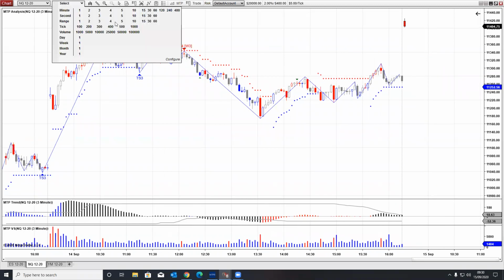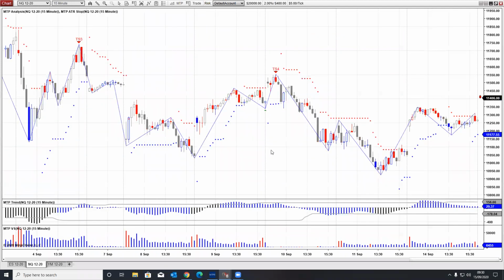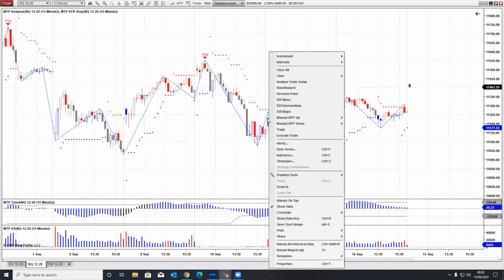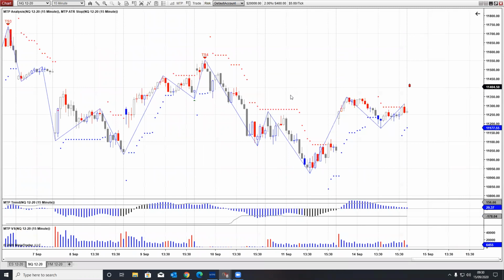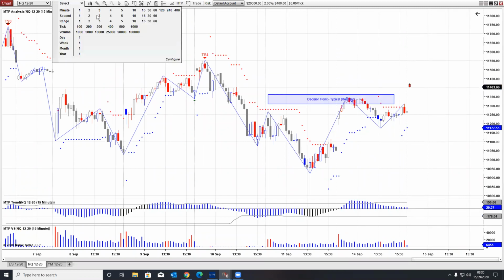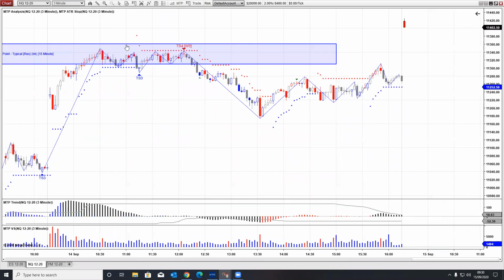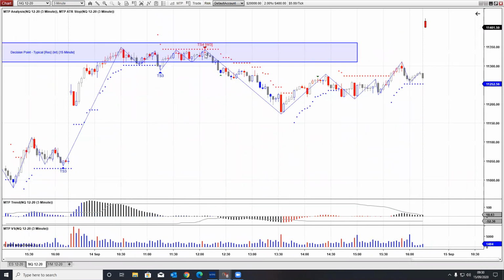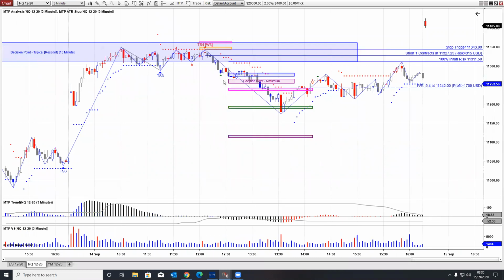If I go out to the higher time frame level, let's put the DP on from exactly the same pivot. There it is. So there's your higher time frame resistance. We then come to the 3-minute chart. I'm just going to place the analysis on that pivot there, and there's exactly the same setup in NinjaTrader.